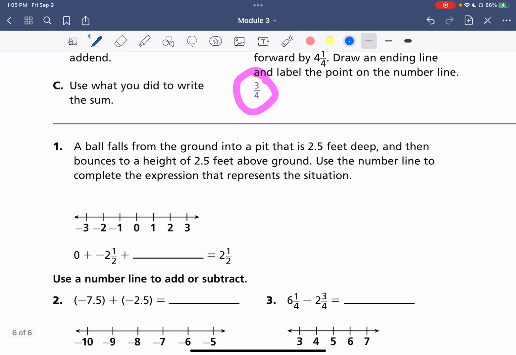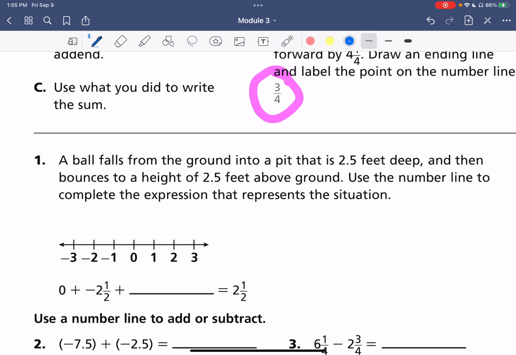All right, let's try a problem down here. So we have a ball that is falling from the ground. So whenever you're talking about ground or sea level, you start at 0. And it falls into a pit that is 2.5 feet deep. Okay, so it's falling, so that means it's going to go down or go lower on your number line. And then bounces up really high, bounces up to a height of 2.5 feet above ground level. Use the number line to complete the expression that represents the situation.